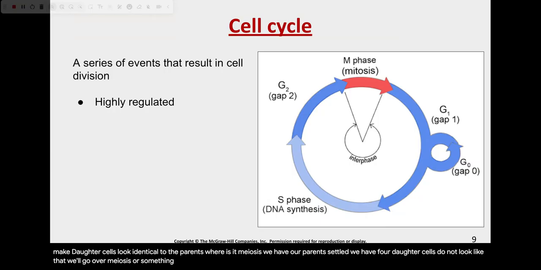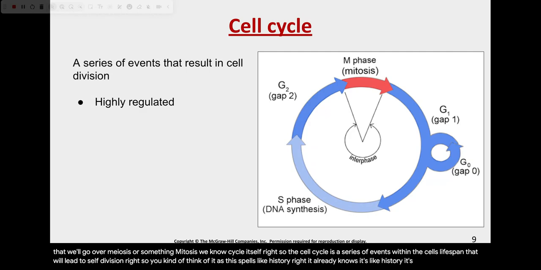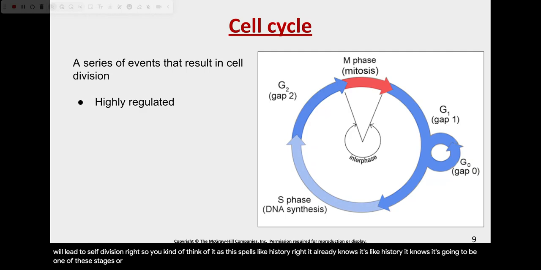All right, in order to start thinking about mitosis, we have to think about the cell cycle itself. The cell cycle is a series of events within the cell's lifespan that will lead to cell division. So you kind of think of it as this cell's life history. It already knows its life history. It knows it's going to be one of these stages or go through all of these stages. So it's a series of events leading up to cell division.